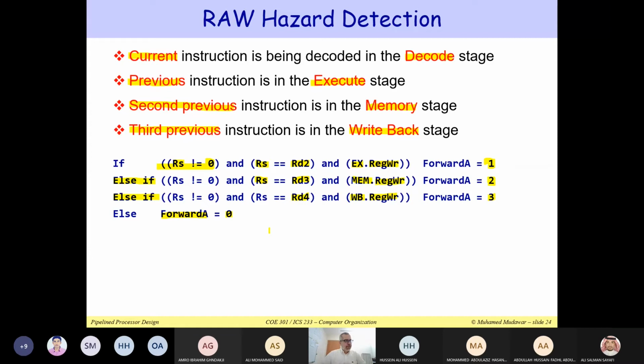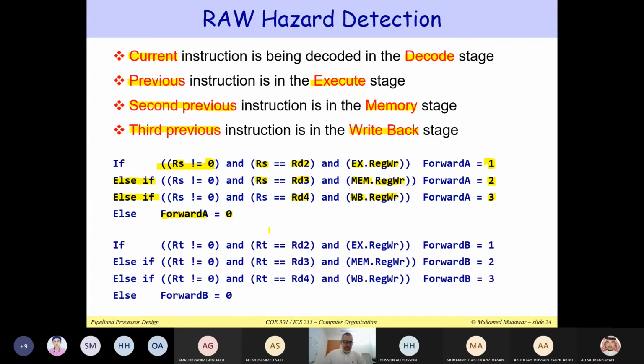Now that's for RS. We need to do exactly the same thing for RT. For forward B, we check RT. Again, we compare RT against RD2, RD3, RD4. We check if we are writing, so we have register write here, indicating that we are writing to these destination registers. Then in this case, we can have forward B equal to 1, 2, or 3. And if all the above are false, then forward B will be equal to 0. So these are my nested if, else if statements in which we determine the value of forward A and forward B.